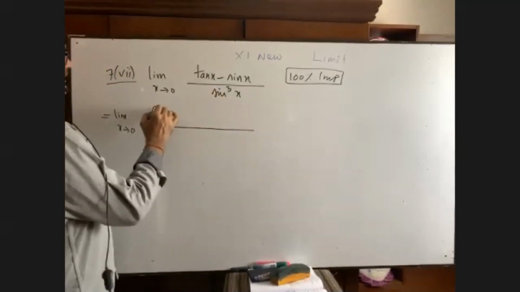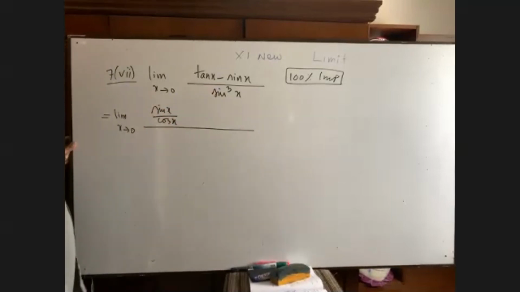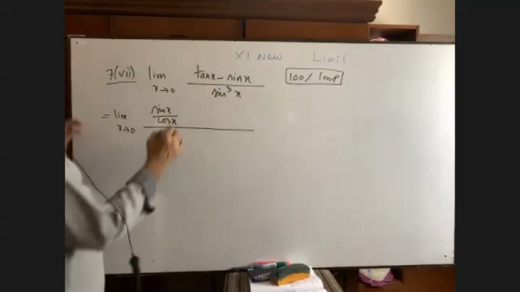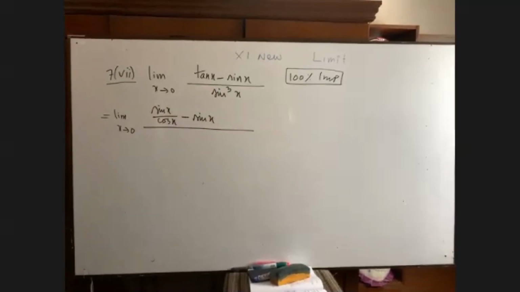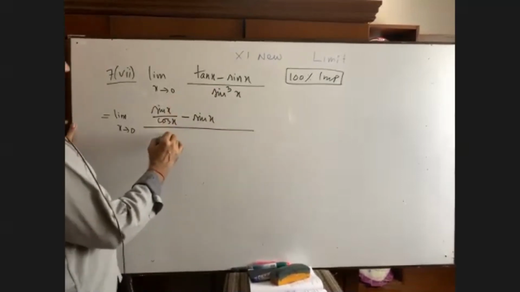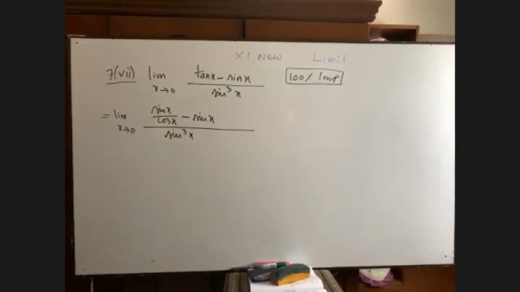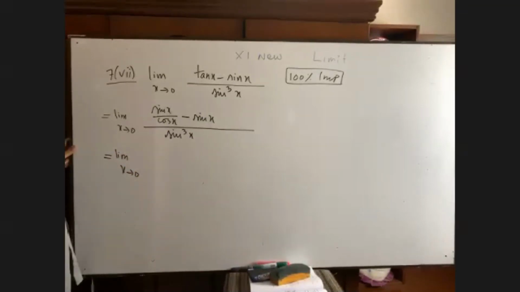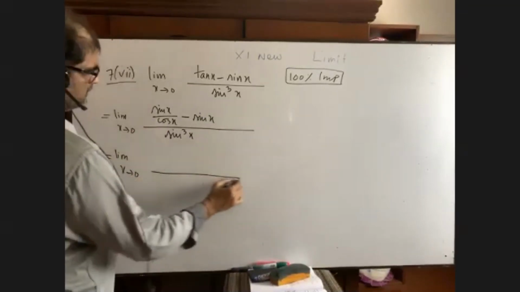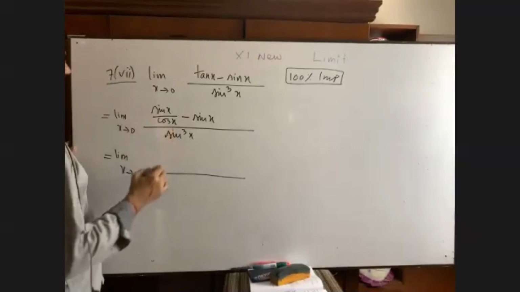What should we do? Just let me know. We must write tan x as sin x by cos x. Am I right? Then minus sin x, all over sin cube x. Then you do limit x tends to 0. You get the LCM. Then what will be there?